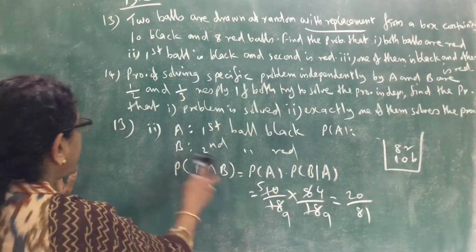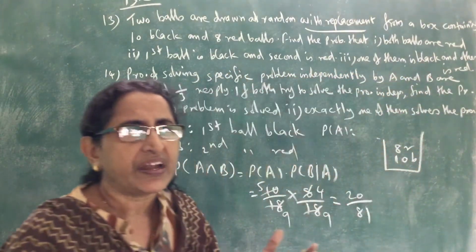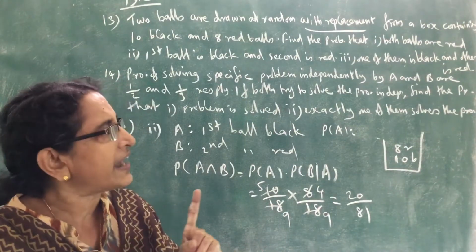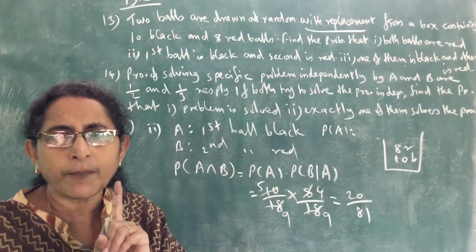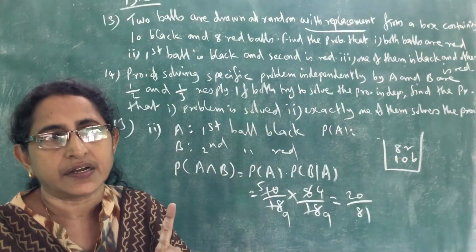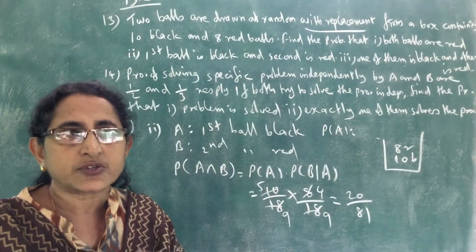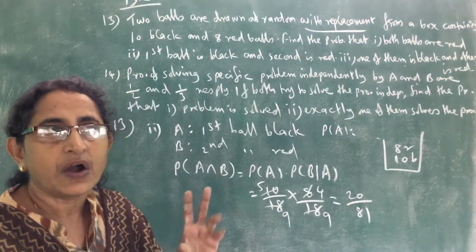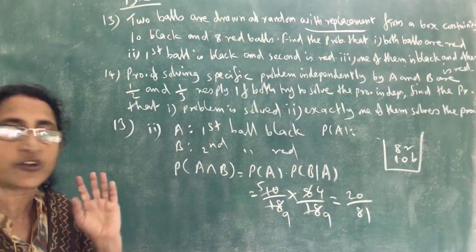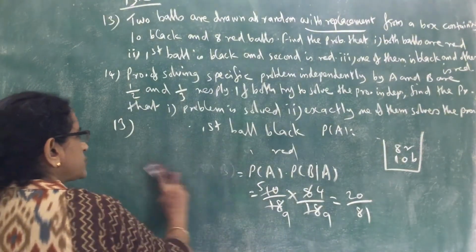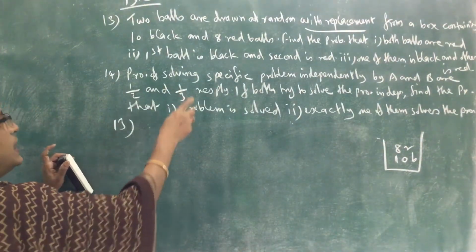Now the next, the third one: one of them is black and the other is red. Here the question is different. Two balls are drawn and in that one ball is black and one is red. So we want the probability of getting one black and one red in the two draws. Here there are two possibilities: first ball is black and second red, or first red and second black.